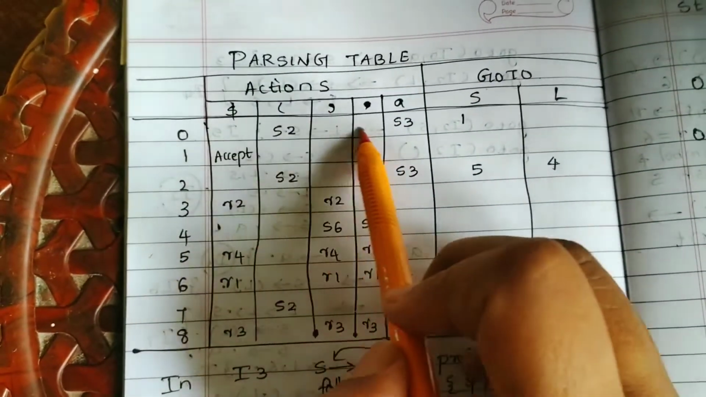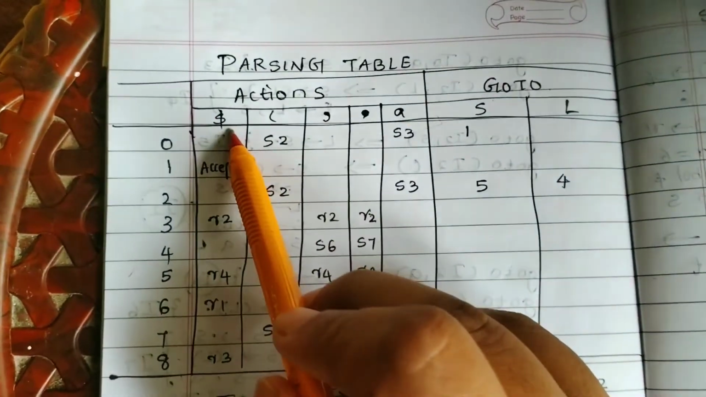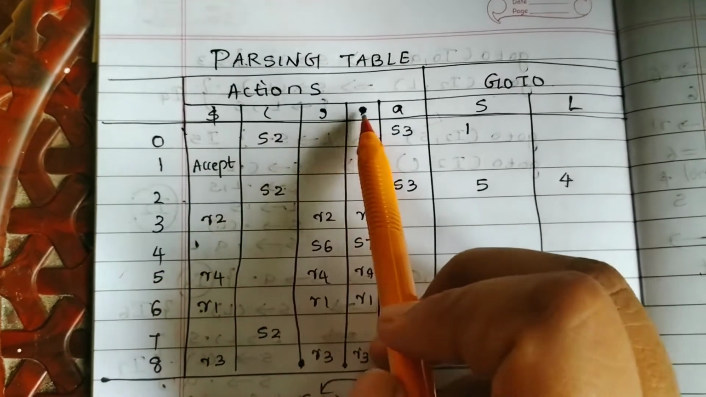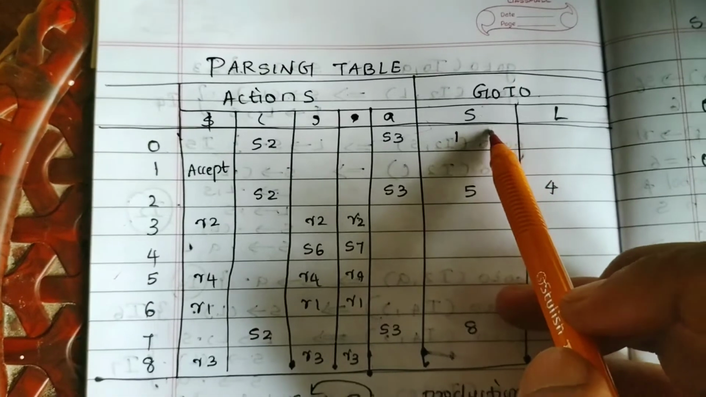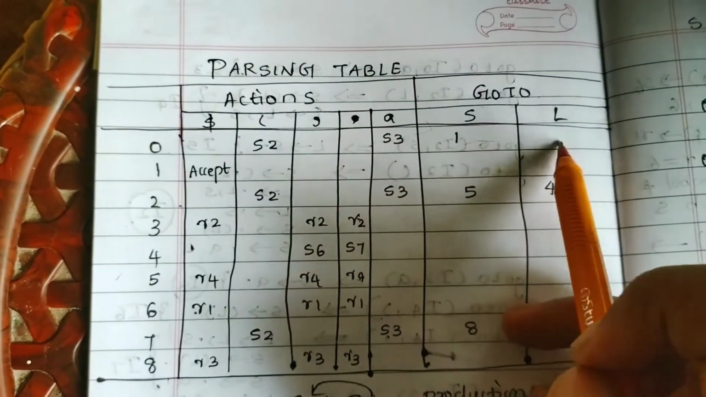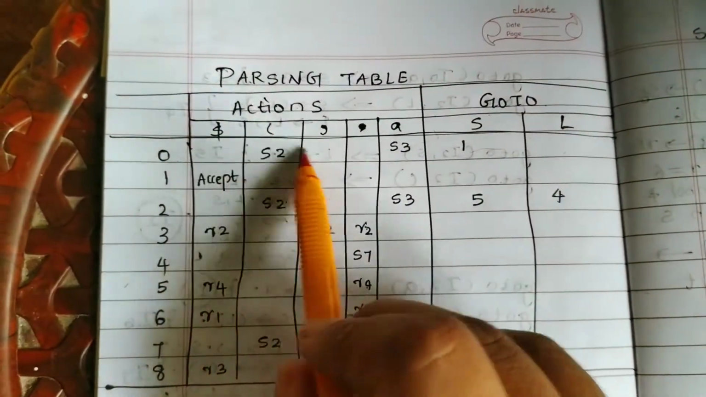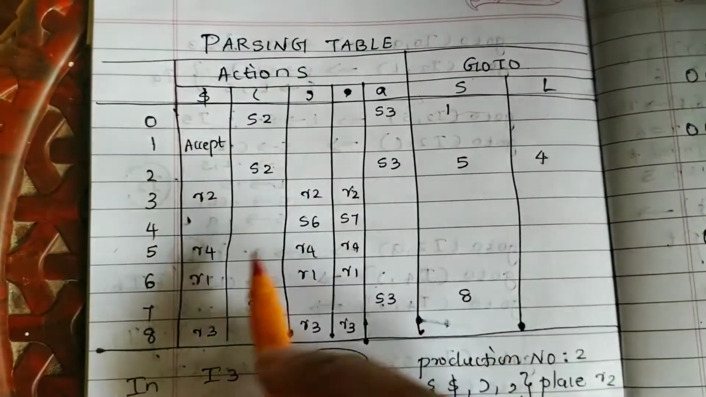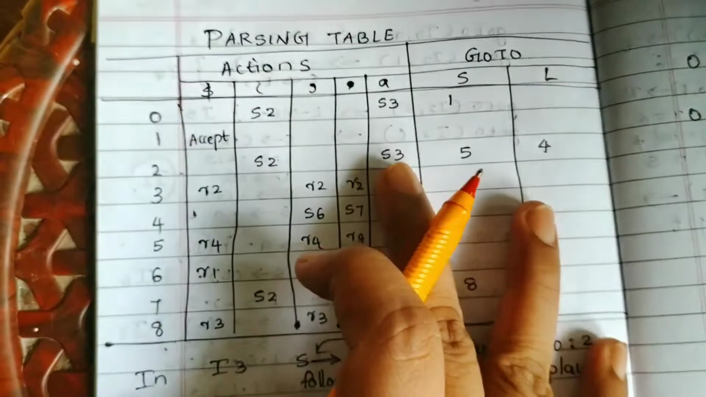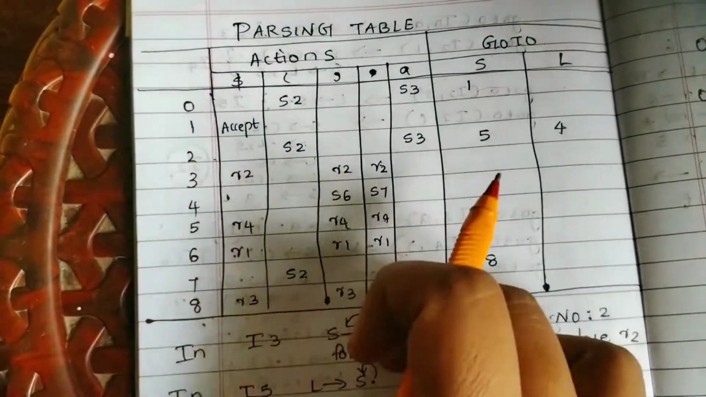So what are all the terminal symbols we are having? Dollar, open bracket, closing bracket, comma and A. And what are all the non-terminals of the problem? S and L are the non-terminals, right? So we have written all those things. Next, how will we fill this? It's purely based on go to, we will fill this.